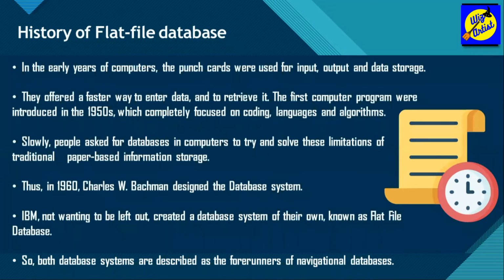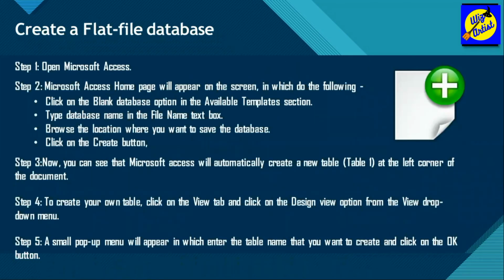I have learned so much about flat file database. Can you tell us how can we create a flat file database? Yes. To create a flat file database, first open Microsoft Access. Then click on the blank database option in the available template section once the Access homepage appears. Now type the database name in the file name text box. Browse the location where you want to save the database and click on Create button. A blank database will be created.